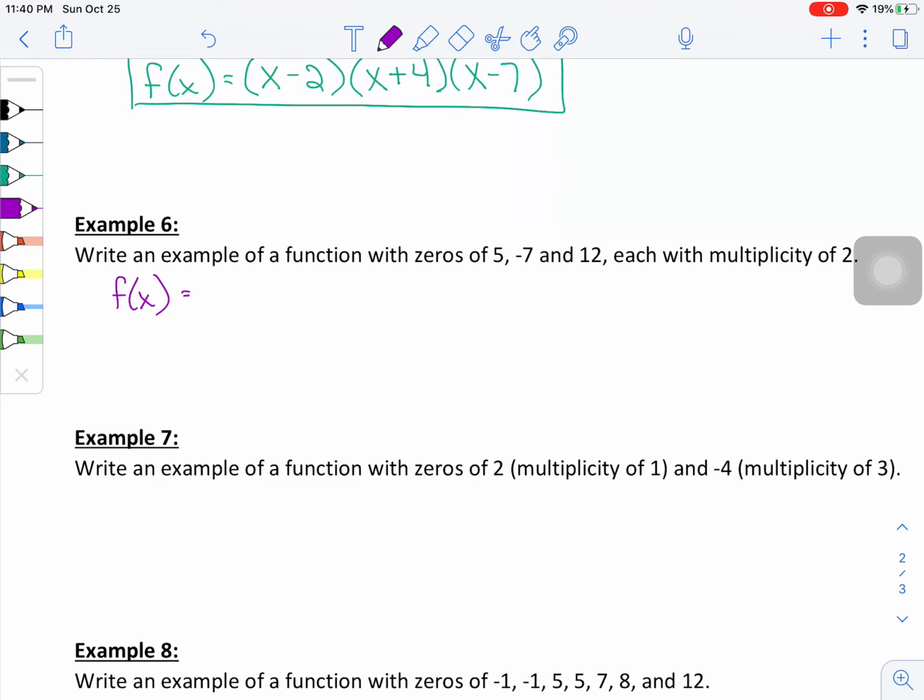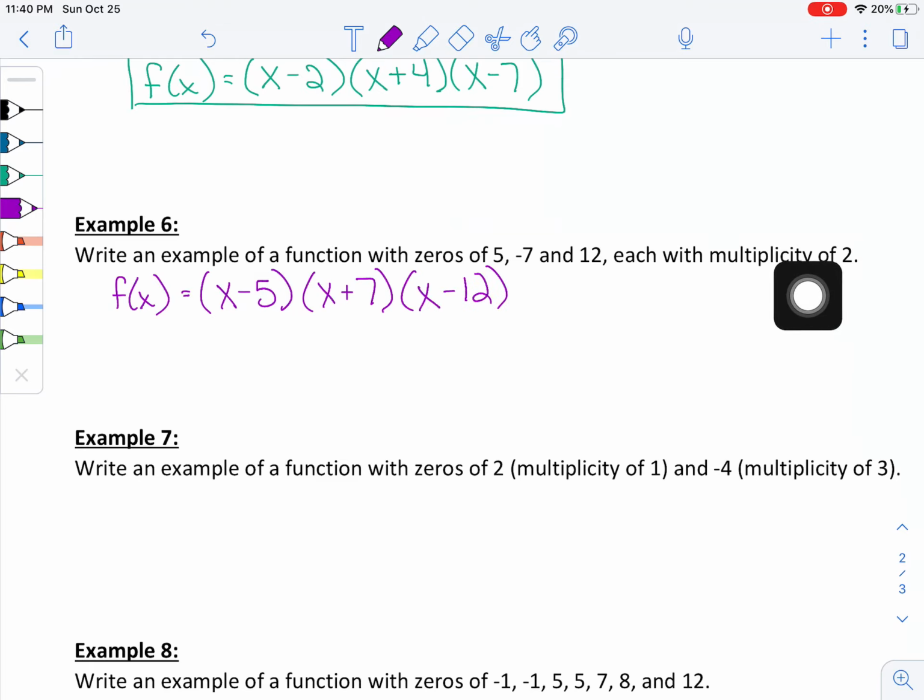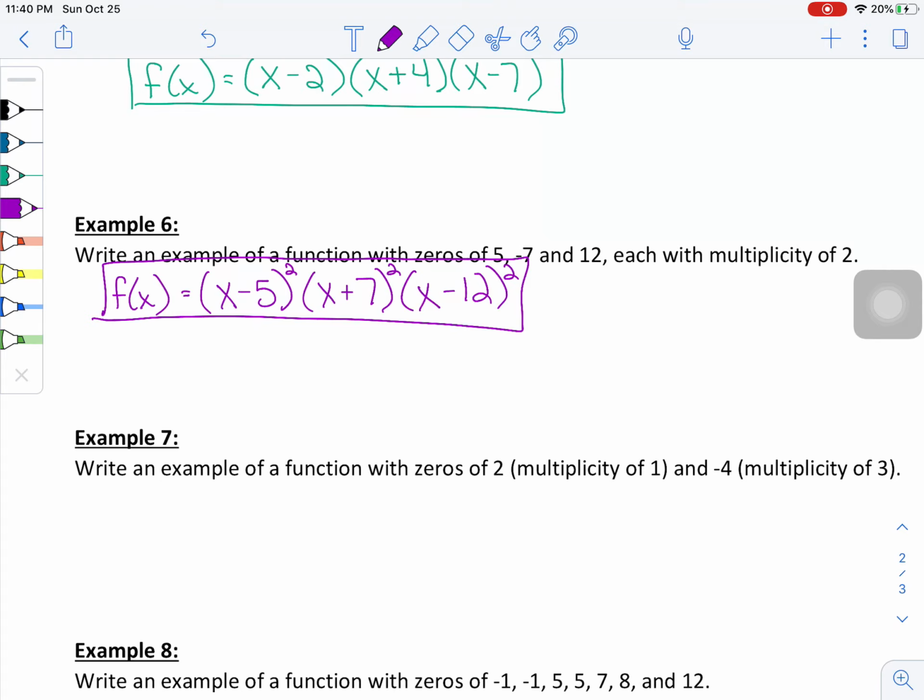All right, my first zero is 5. So if I want a +5, that means I need a factor of x minus 5. Then I want the value -7 as a zero, so x plus 7. You'll notice I keep changing the signs on these. And then my last factor needs to get me a zero of 12. So x minus 12. Now, because I want each one of these to have multiplicity of 2, I am going to raise each of these factors to the second power. And again, I'm done. Don't make this more complicated.